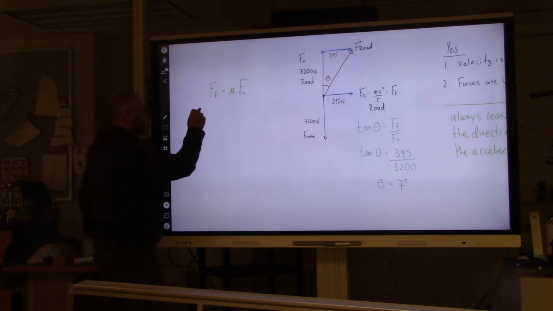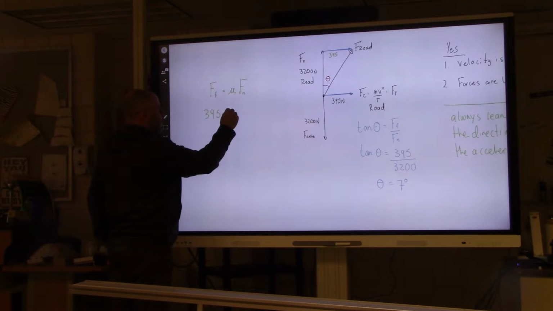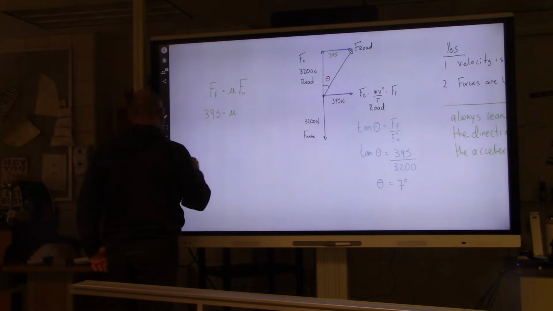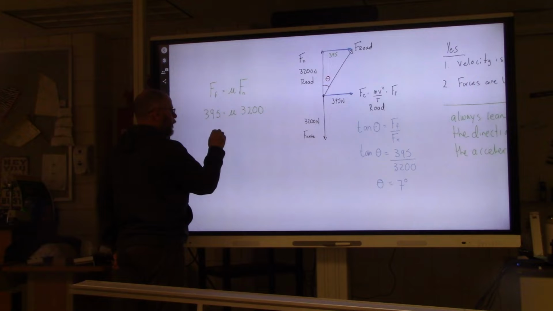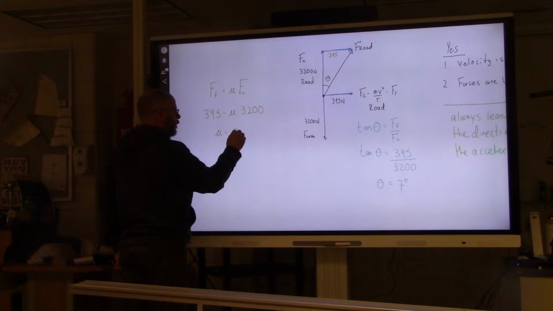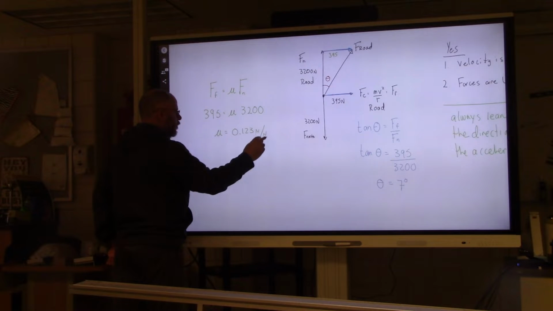What's the value of the normal force? The normal force is 3,200 and the frictional force is 395. And so if you just solve for that. Oh, so those numbers are supposed to be the same? Yeah.